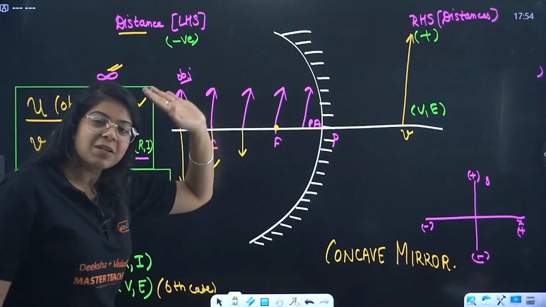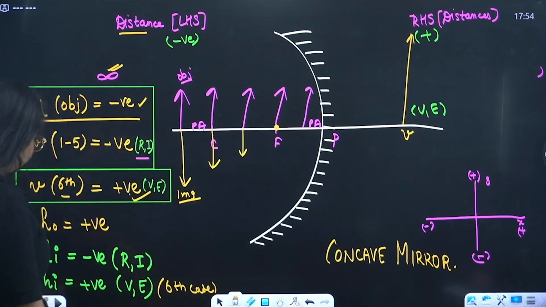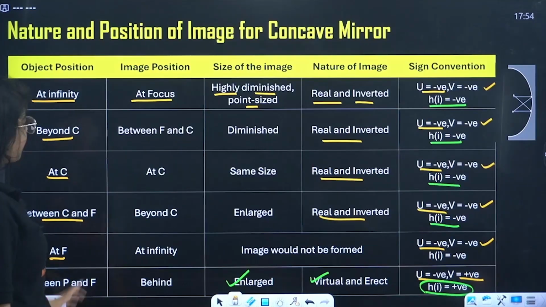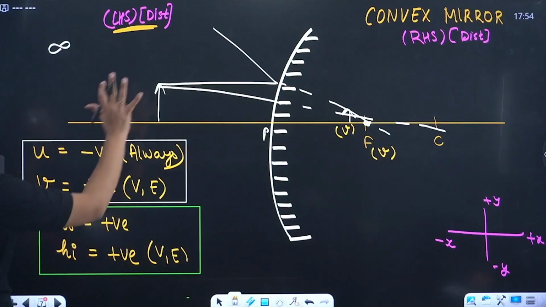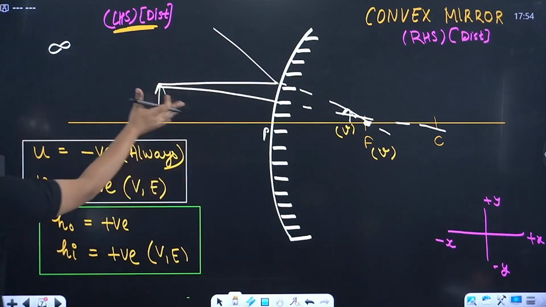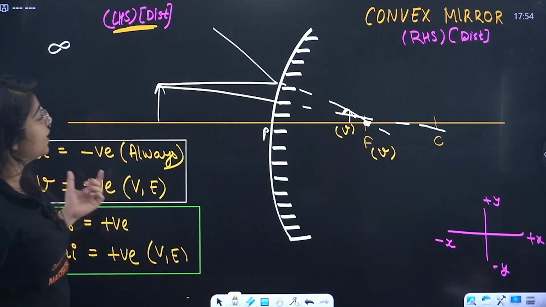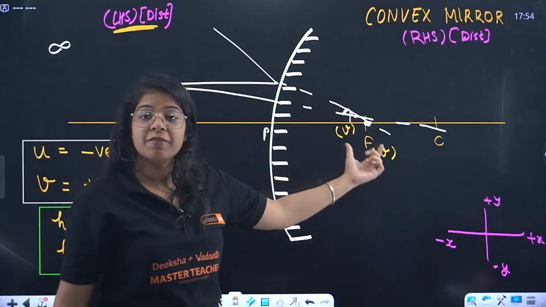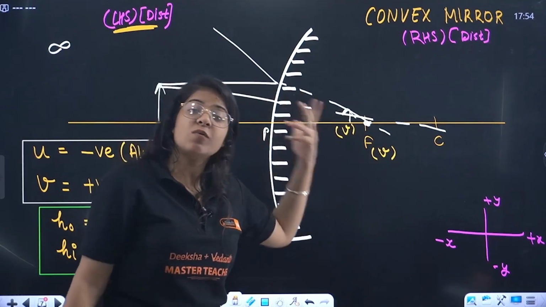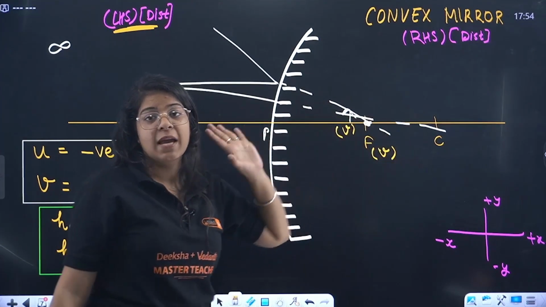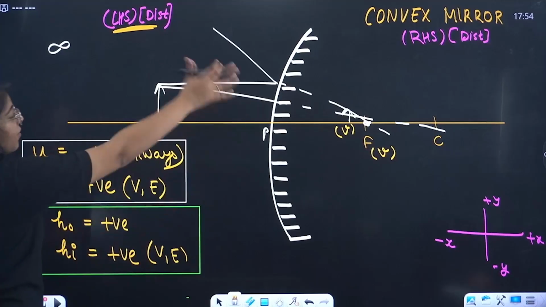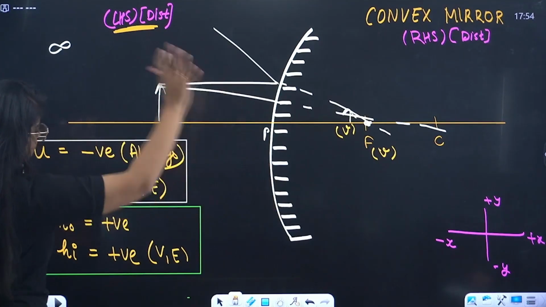Height of object above the principal axis always positive. Same for convex mirror, you get this done. And for convex mirror, beta, we have U is always negative. Now V is virtual and erect, always distance is positive, and it is always virtual and erect in case of convex mirror. Height of image above the principal axis positive, below the principal axis negative.